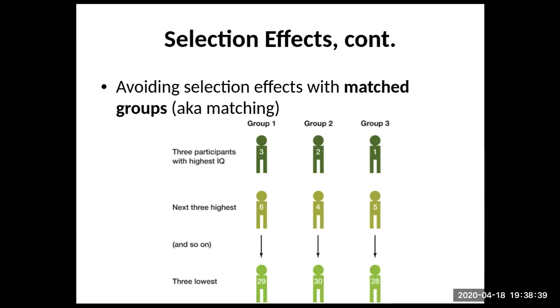And then finally, if you have 30 people, the last 3 with the lowest IQs, again, 28 is going to group 3, the next lowest IQ is going to group 1, and the lowest IQ is going to group 2. So in these, each group has 10 people in it of the 30 for 3 groups, and the order is counterbalanced between highest and lowest of those 3. And that is what we call matched groups or matching.